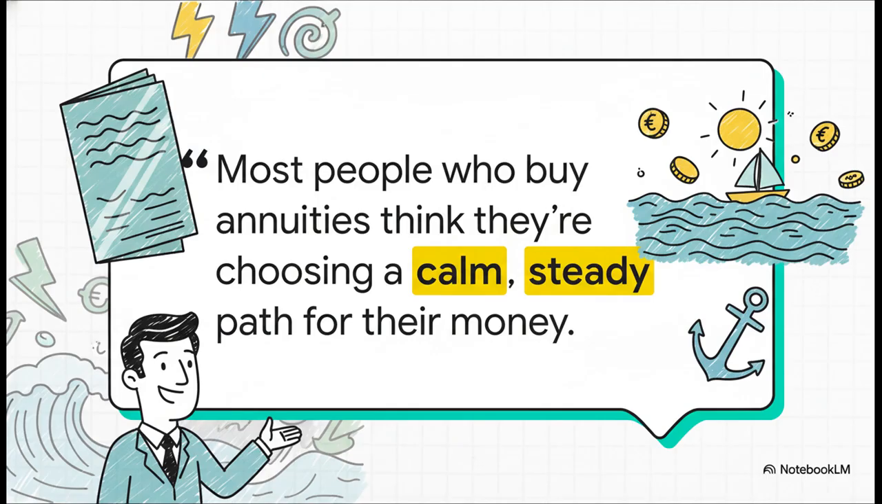And you can totally see why, right? As this quote says, annuities are basically sold as the financial equivalent of a calm, steady sea for your money. They come with these glossy charts and smooth sales talk promising predictable, stable returns. It all sounds so safe.